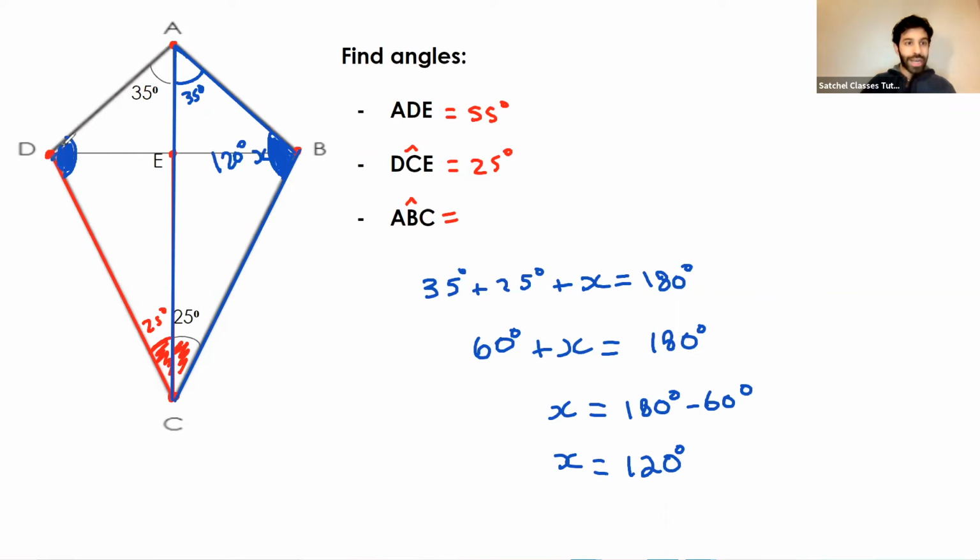So what I want to check is, if this angle is 120, would the sum of the angles add up to 360? Because remember, in any quadrilateral, the sum of angles would be 360. So let's try this out.